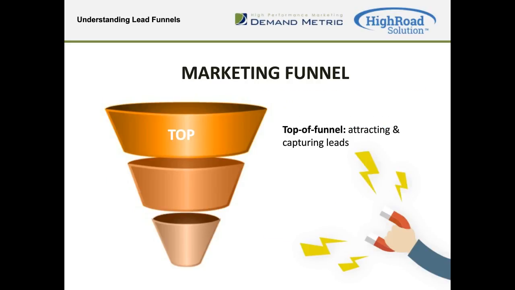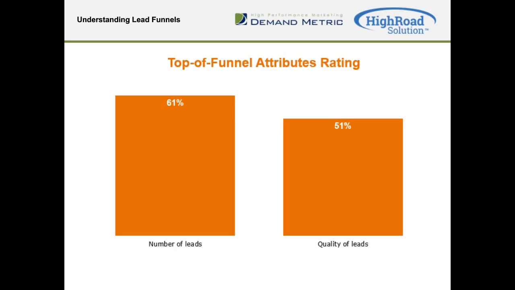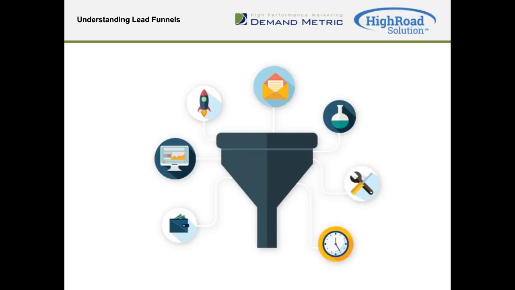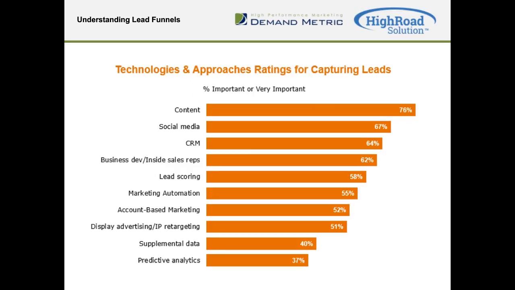This chart shows participants rated the top of funnel attributes of lead quality and quantity. As the data shows, study participants are having more success producing required numbers of leads than producing quality leads. A number of technologies play key roles in helping marketers optimize both the quantity and the quality of these leads. This chart displays ratings for a list of technologies or approaches that enable lead capture at the top of the funnel. I'm going to read a few of them here.